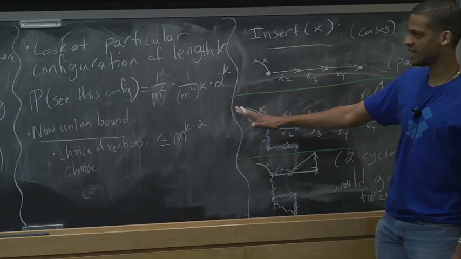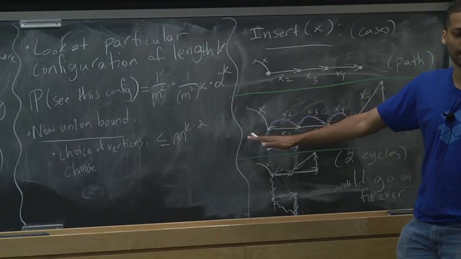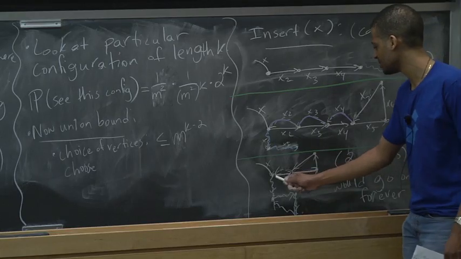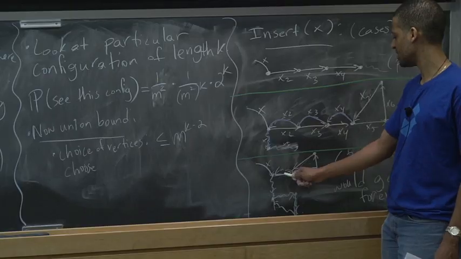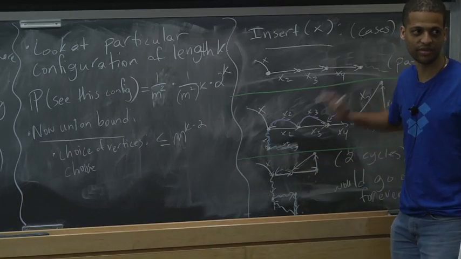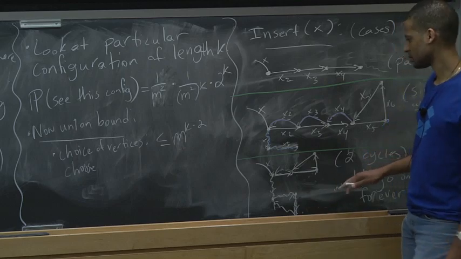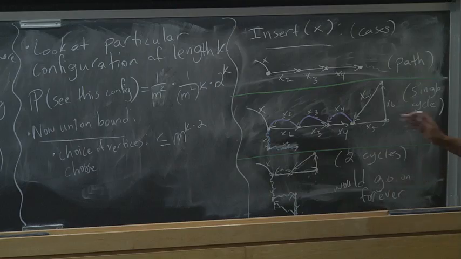So here I'm looking at the case of two cycles. Here's my two cycle configuration, and I have labels on them now. This is a particular edge, et cetera. And I'm asking what's the probability of seeing exactly that? Is that okay? Feel free to stop me if I say something crazy.